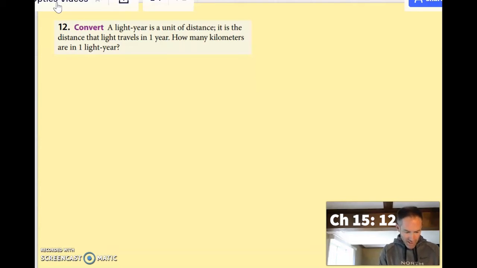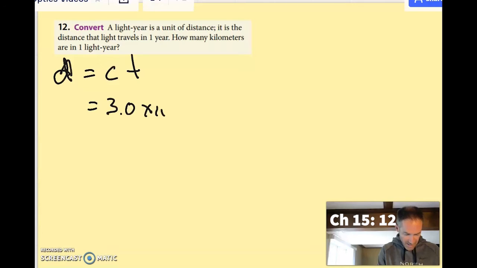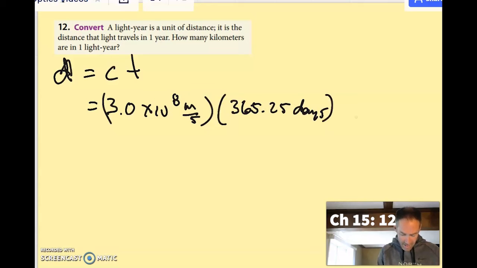So this is really just an application of saying that the distance is equal to the speed times the time. And I'll say that the speed is 3 times 10 to the 8th meters per second times the time of a year. Now, I want the time units to cancel out. So yeah, I know that it's 1 year, but I'm going to say that it's 365 and a quarter days, and I need to convert to seconds.